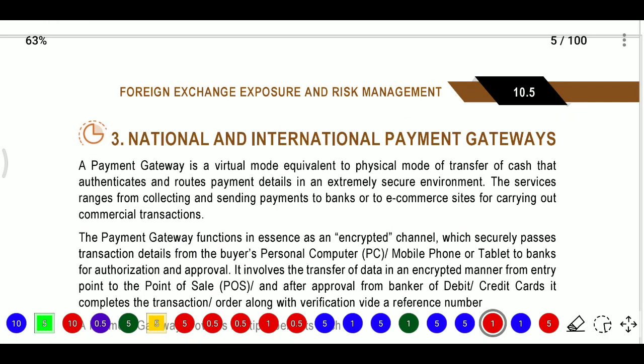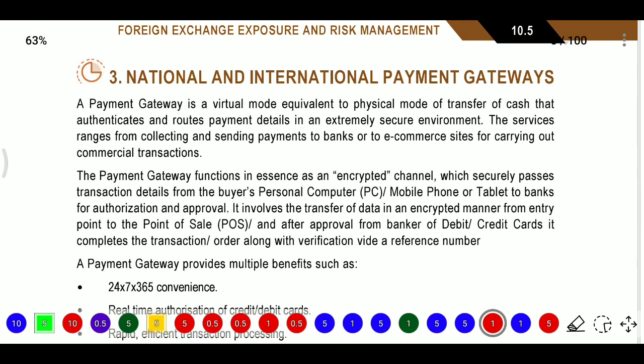And today's news is that Google Pay is entering foreign exchange. Foreign persons can also use Google Pay with the help of these payment gateways. A payment gateway is a virtual mode equivalent to the physical mode of transfer of cash, which authenticates and routes payment details in an extremely secure environment. The service ranges from collecting and sending payments to banks or to e-commerce sites for carrying out commercial transactions.